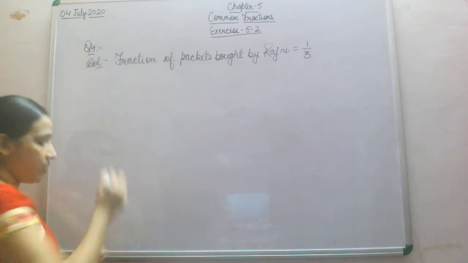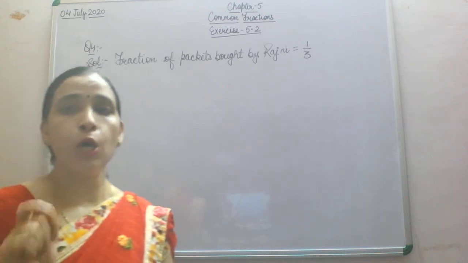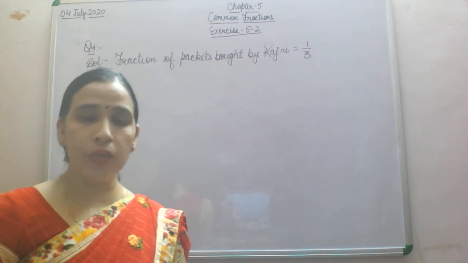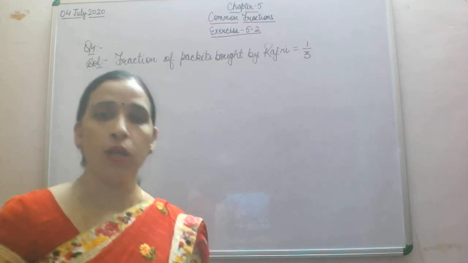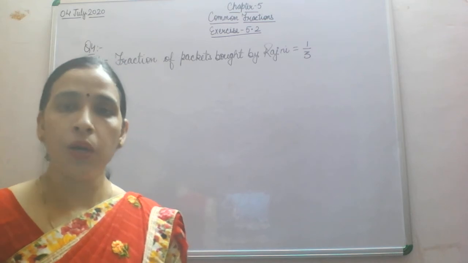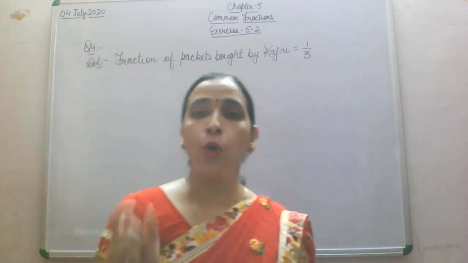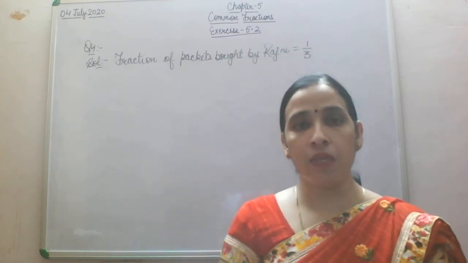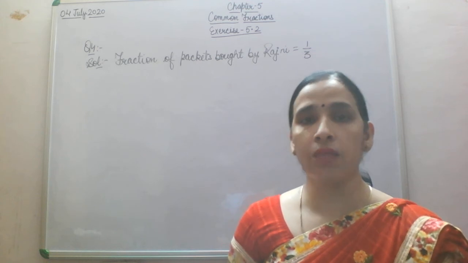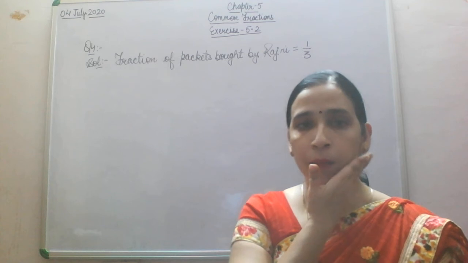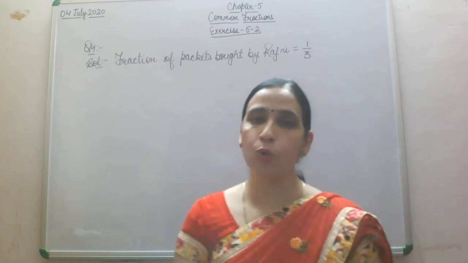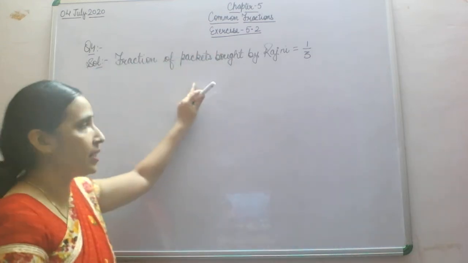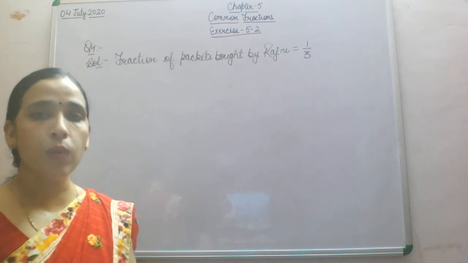Second statement, what we have written, the first statement, fraction of packets bought by Rajni. See children, in this question it is not given how many packets are there, so you don't need to find that out either, because they have asked who paid less money. One who bought fewer packets of chips is going to pay less. So here we have to compare the fractions only. Whosoever's fraction will be less, that person is going to pay less. So now the first statement you will write here, fraction of packets bought by Rajni, that is 1/3.